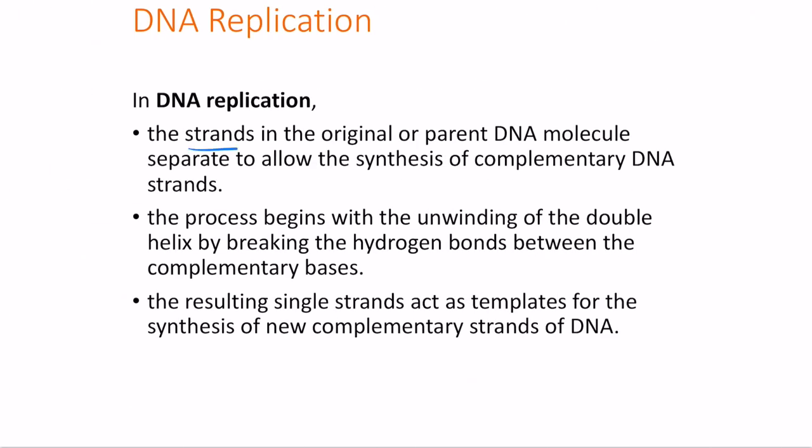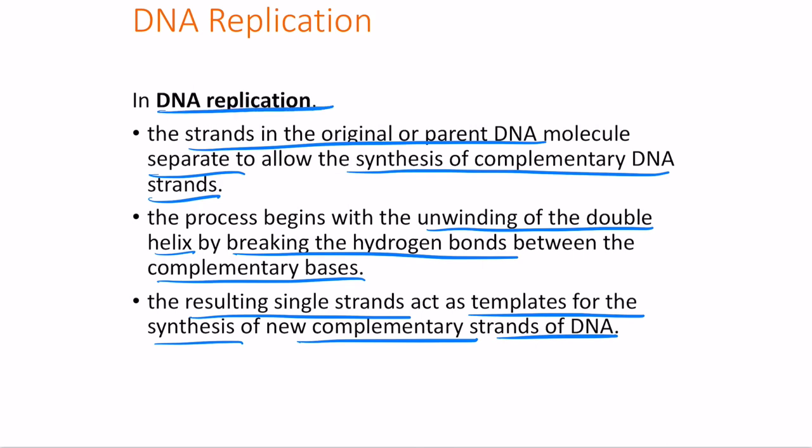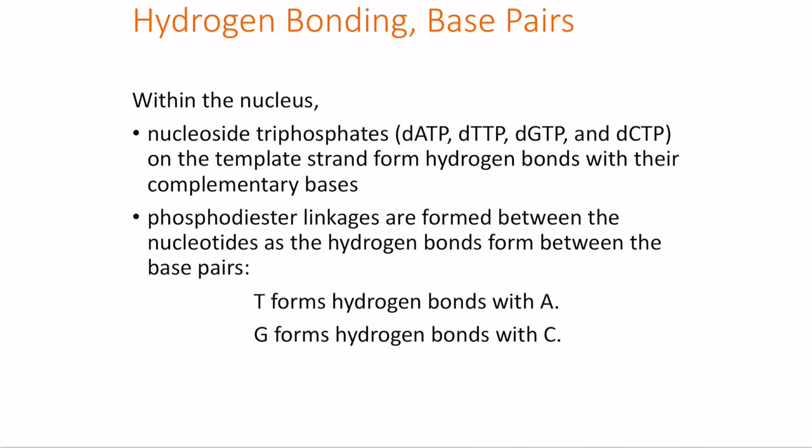So the strands in the original DNA, or the parent DNA, separate to allow the synthesis of a complementary DNA strand. So this process first begins with unwinding of the double helix structure by breaking the hydrogen bonds between the complementary bases. And then the resulting single strands act as templates for the synthesis of new complementary strands of DNA. So this here is the process of DNA replication, where it replicates itself to create copies of itself.